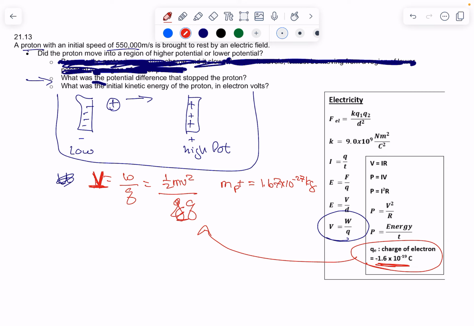And what was the initial kinetic energy of the proton in electron volts? An electron volt is going to be energy per either proton or electron, and since we only have one proton, that's easy. If I have lots of protons, you would have to multiply by lots of protons, but in this case, we have literally one proton, the individual singular proton.